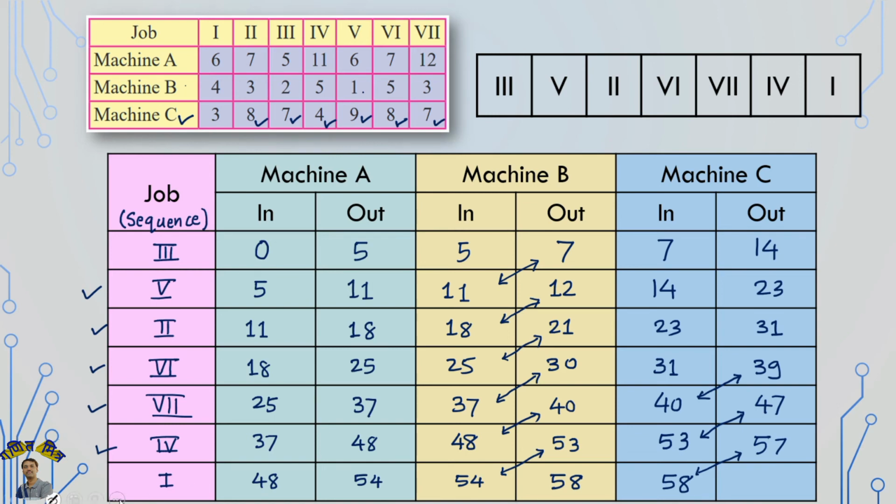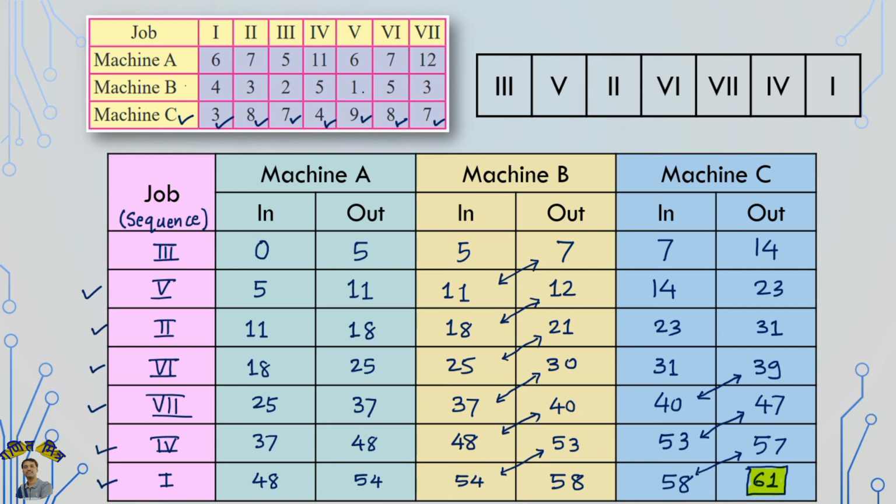Now see the last job, which is job 1, and the value for job 1 is 3. So 58 plus 3 is 61. Okay, and just box this value. This is the final answer. This is what we call the total elapsed time. Okay. So this is how we are going to make the whole table for 3 different machines.